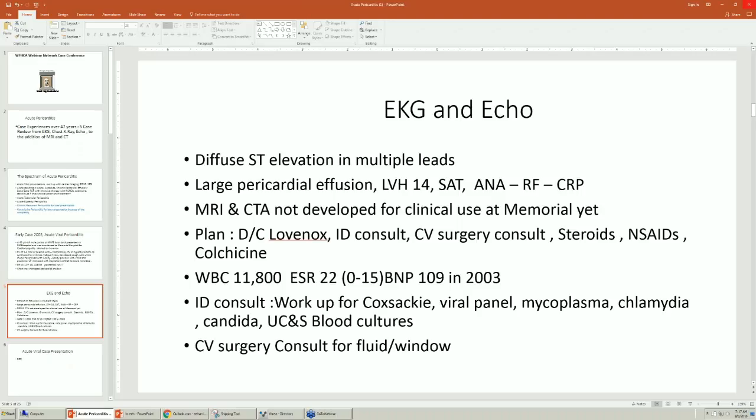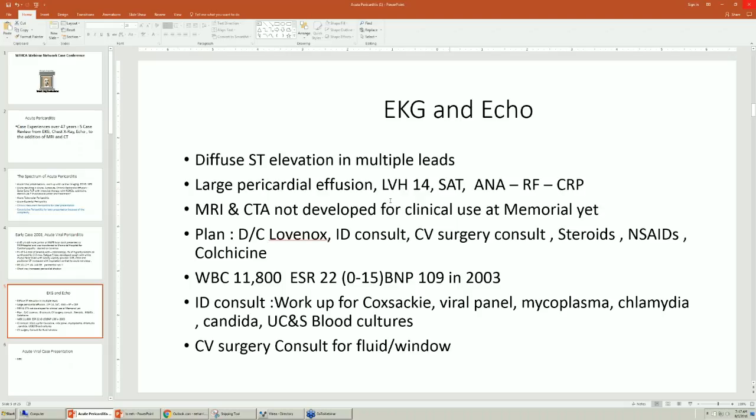He had a large pericardial effusion, which is a good reason not to be on Lovenox. He had LVH, probably because he's had long-standing hypertension that's not been diagnosed. He had a sinoatrial tachycardia. His ANA was negative for collagen vascular disease, rheumatoid factor was negative, and C-reactive protein was negative.